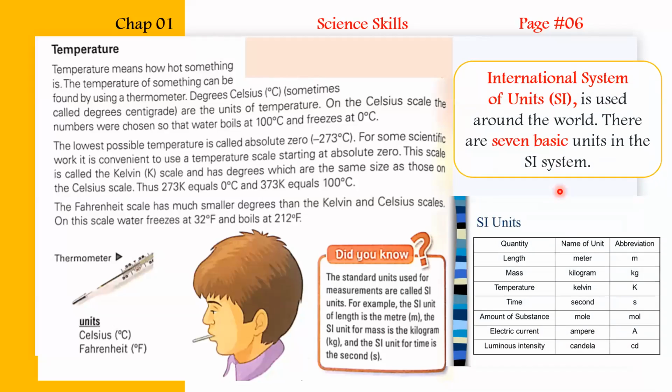The International System of Units, SI, is used around the world. There are 7 basic units in the SI system: length, mass, temperature, time, amount of substance, electric current, and luminous intensity, or intensity of light. So these are the 7 basic units, and temperature is one of them. The unit we use in the International System is Kelvin, and its symbol is K. You have to remember these things.